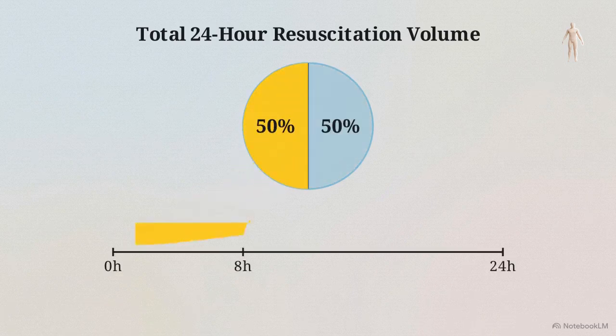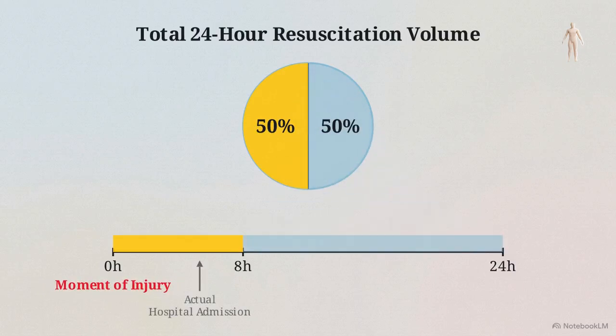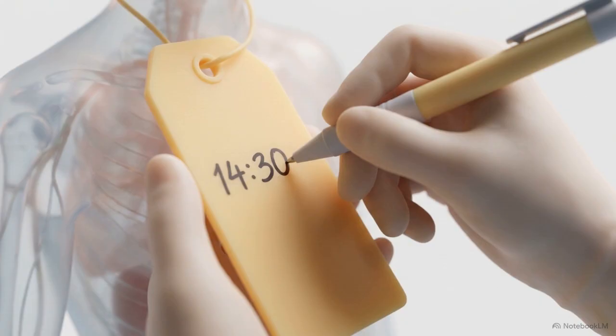Exactly 50% of the calculated total volume must be administered within the first 8 hours. This 8-hour countdown begins at the exact time the burn injury occurred, not the time of hospital admission. An accurate patient history directly dictates the speed of the infusion and determines survival.